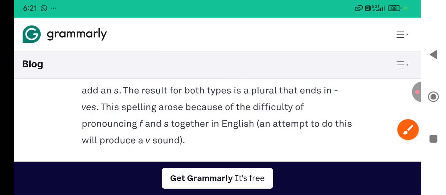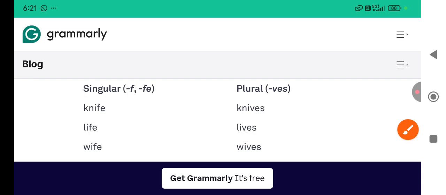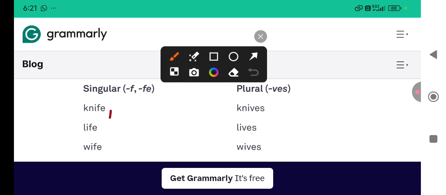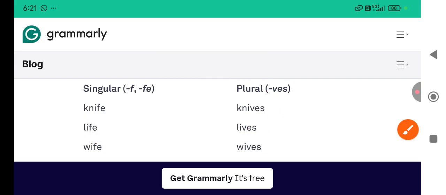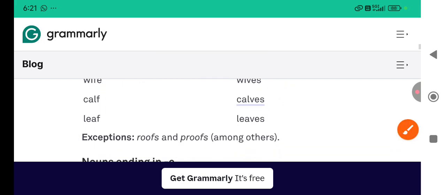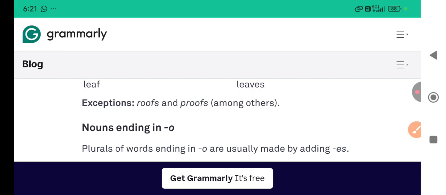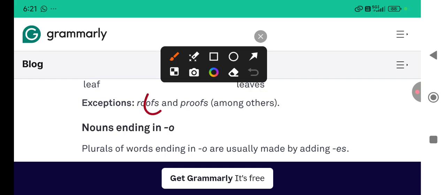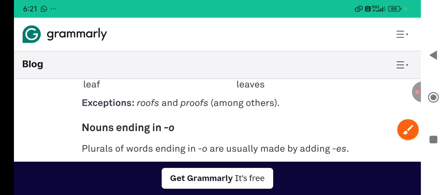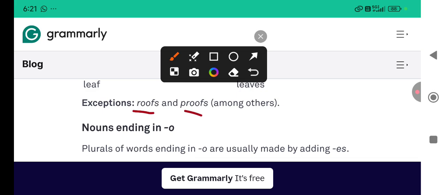Now moving ahead, I explain through examples. Knife, knives. Life, lives. Wife, wives. This is very common, and since childhood you have been studying calves, loaf, leaf. But the exception is roofs and proofs, among others. It is not roves or prooves, probably because of the double O. So these are the plurals of roof and proof.